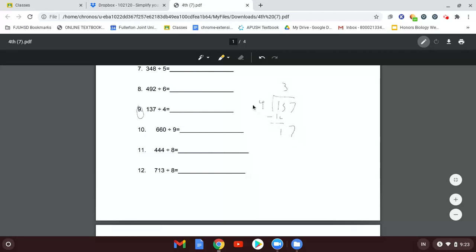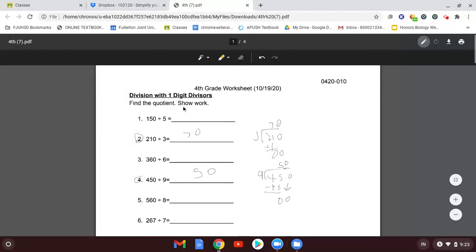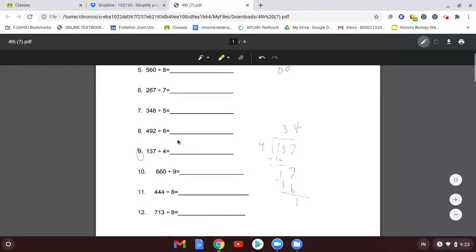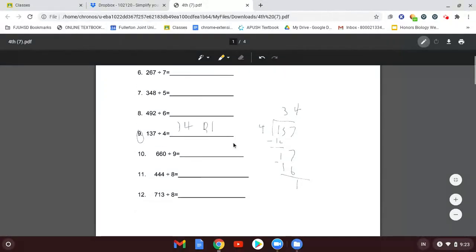Then we do 17 divided by 4. 17 divided by 4, the closest thing is 16. And you can only get 16 by multiplying 4 by 4. So you subtract the 16. That's a 1. Okay, so the quotient is 34, remainder 1. Okay.